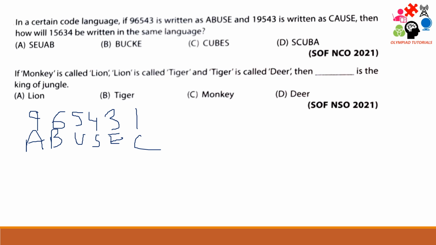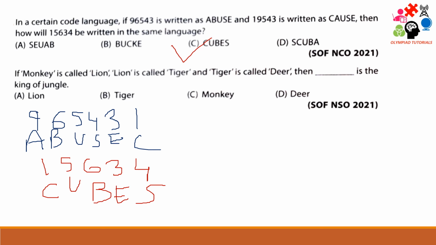So now they have asked us to solve for the numbers 15634. So 1 is C, 5 is U, 6 is B, 3 is E, and 4 is S. C-U-B-E-S, cubes. So here your correct answer is going to be cubes. Option number C, cubes. This question was asked in the National Computer Olympiad of 2021. In the last year this was asked.